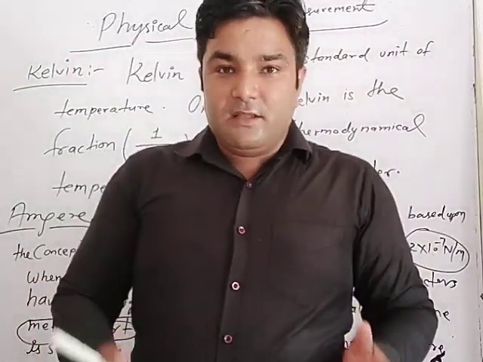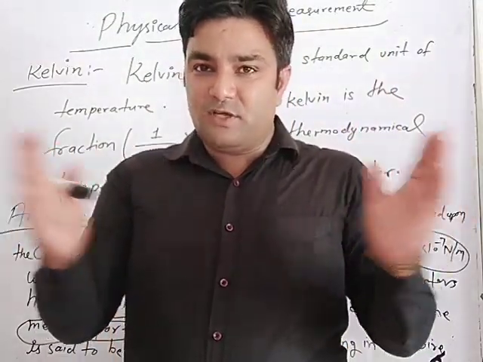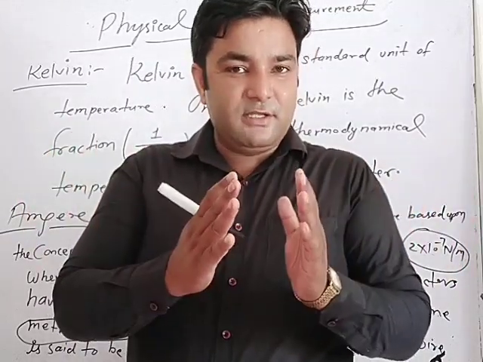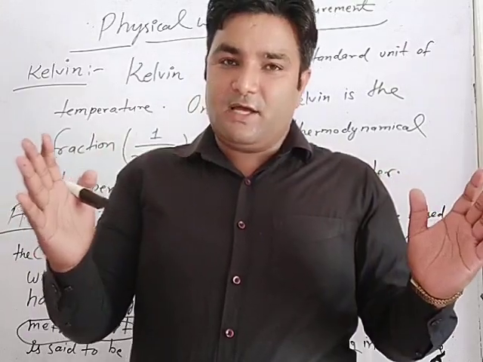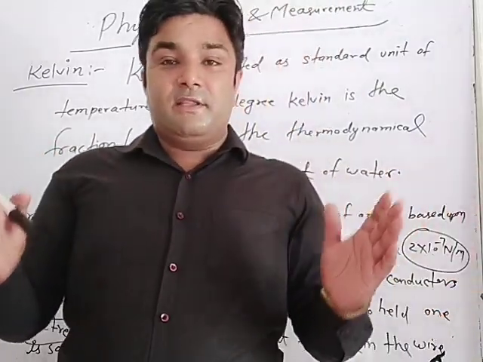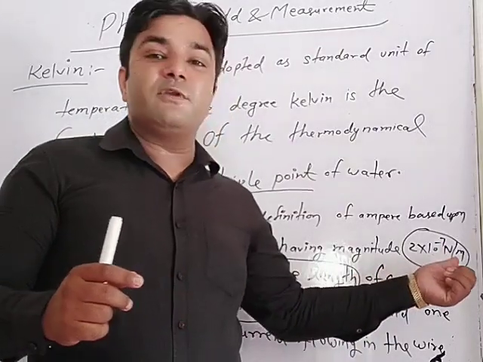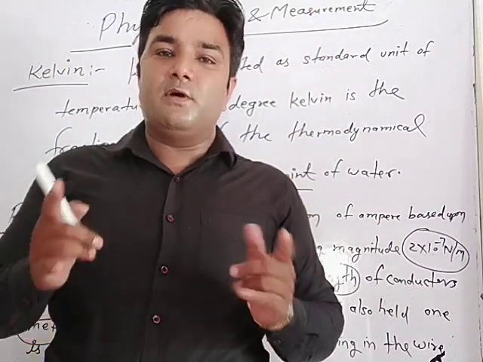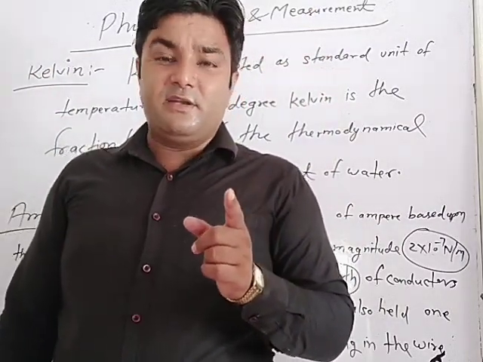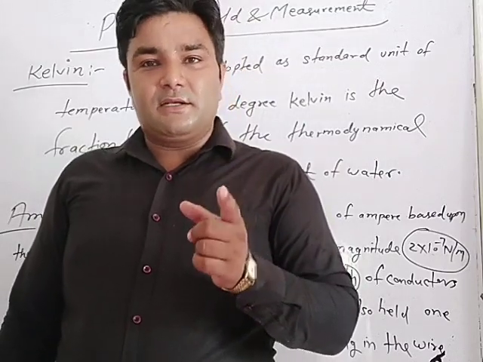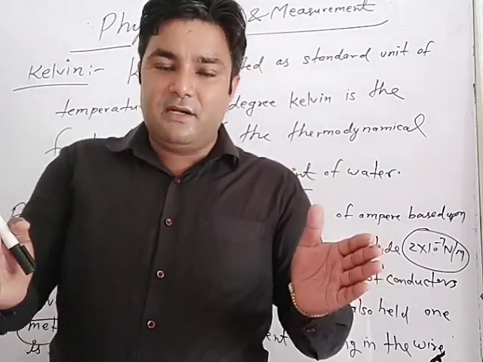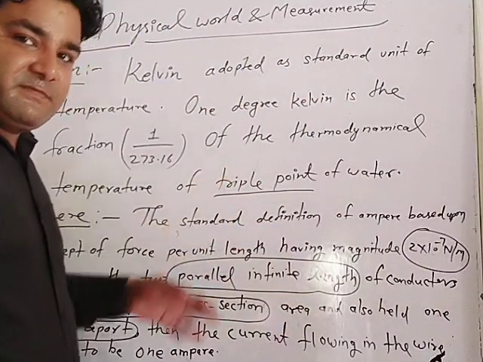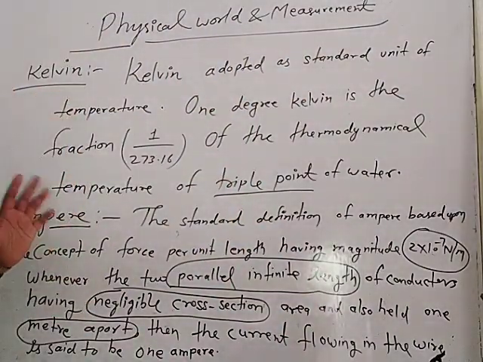It means when the wires apply force on each other, either an attracting force toward each other or a repelling force away from each other, when the magnitude of force is 2 into 10 power minus 7 Newton per meter, then the current flowing in the wire is said to be 1 ampere. And the condition is very important: whenever the two infinite parallel conductors are held 1 meter apart and their cross section area is also negligible. These are the two special definitions of Kelvin as well as ampere.